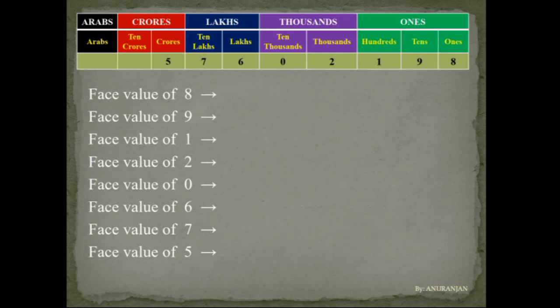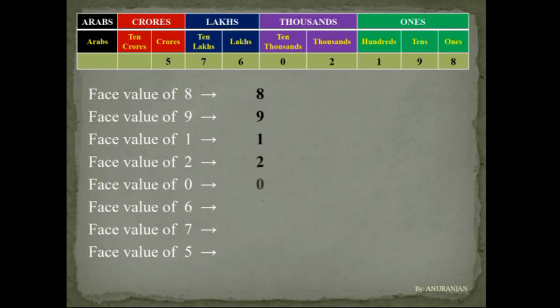Now let's understand the face values. If you recall the definition, the face value is the actual value of the digit. If I say what is the actual value of 8, it is 8. So face value is very simple and easy to understand. Face value of 8 will be 8 itself. What will the face value of 9 be? 9 itself. Similarly, for face value of 1, it will be 1.